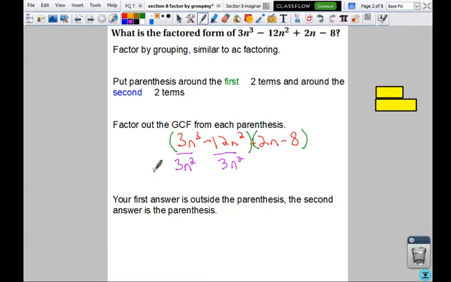And then let's look at my second parenthesis. I can take out the biggest number that goes in 2 and 8, which is 2. And there's nothing else in there other than the 2. 8 doesn't have an n, so I can't take out any n's.